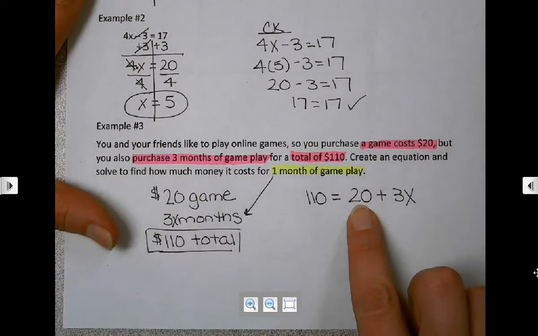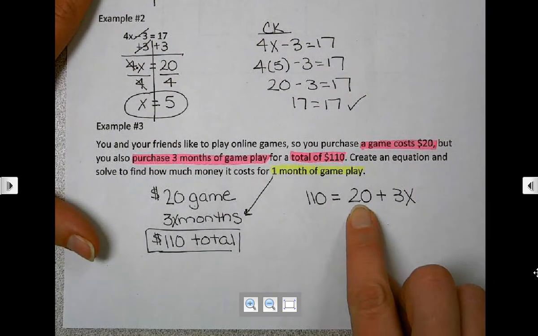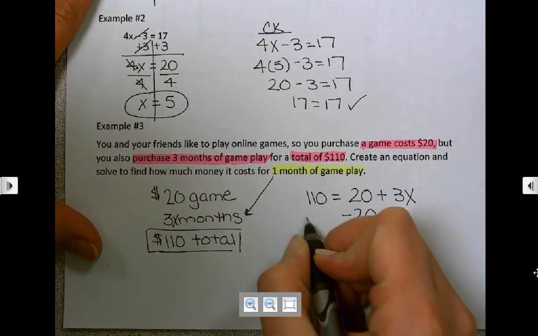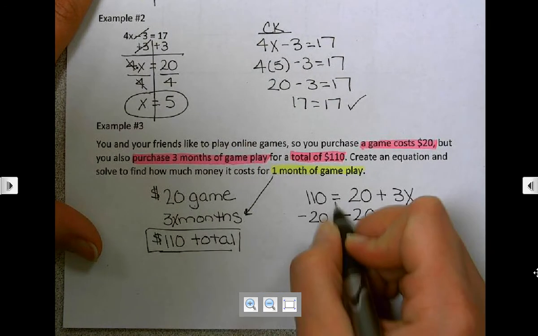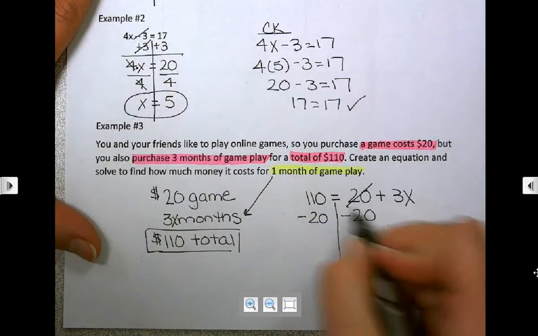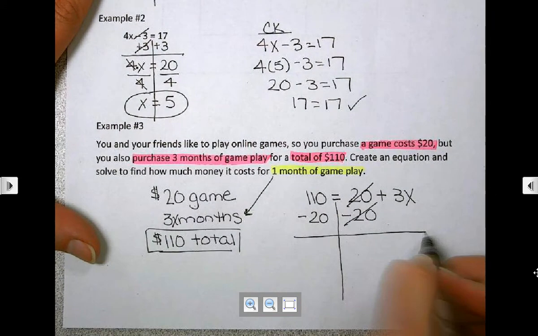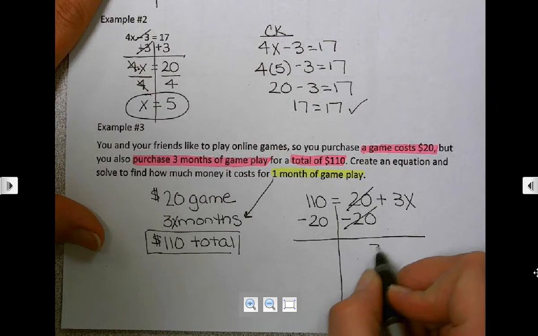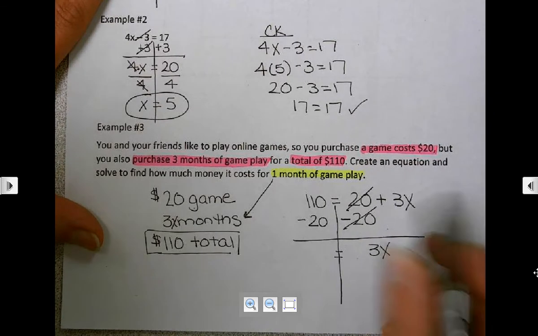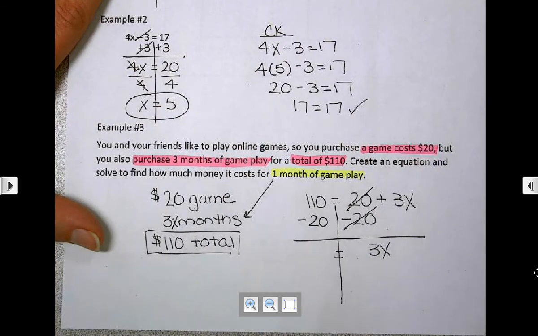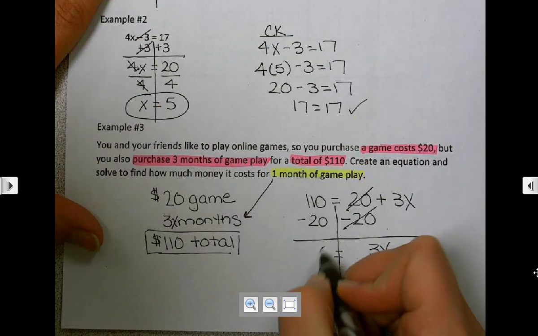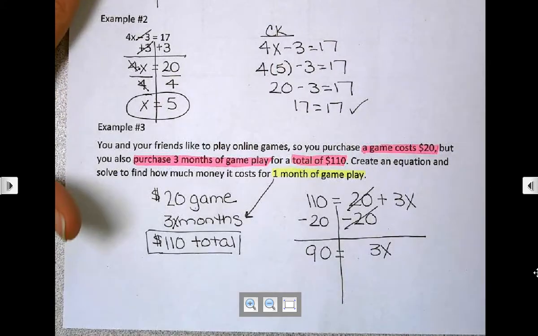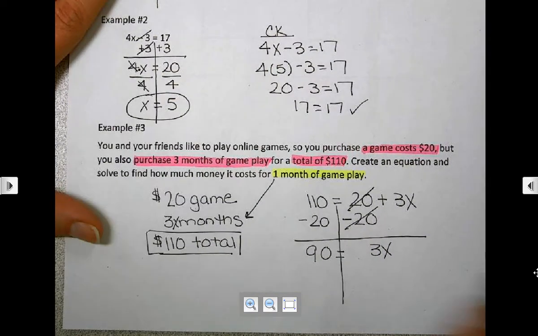First thing we're going to look at is we have a positive 20. The inverse of positive 20 is negative 20. So we're going to subtract 20 from each side. Positive 20 and negative 20 cancel out because they are additive inverses. We are left on the right side with 3x. On the left side, 110 minus 20: 11 minus 2 is 9, so we have 90. 90 equals 3x.